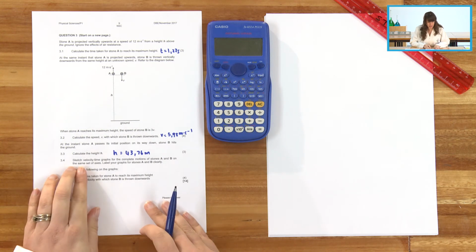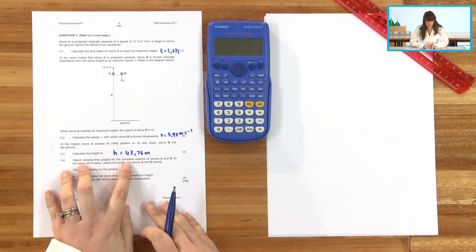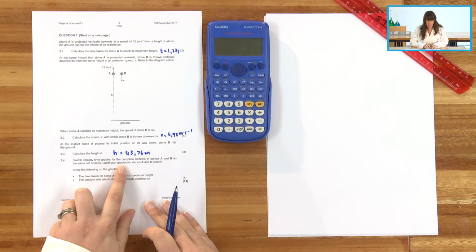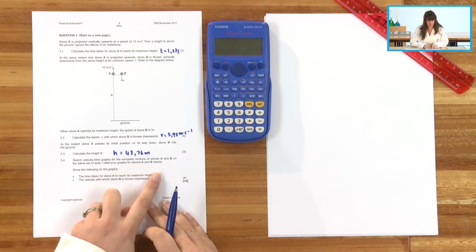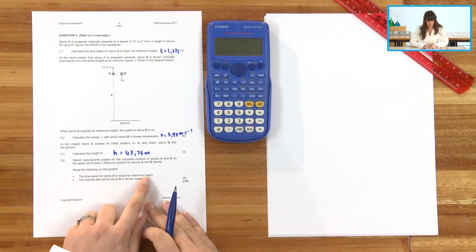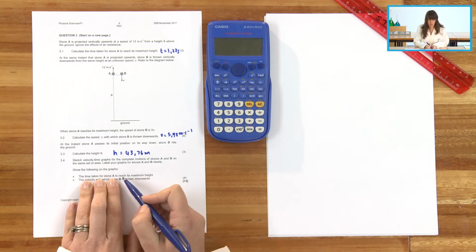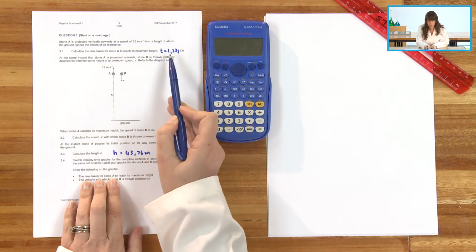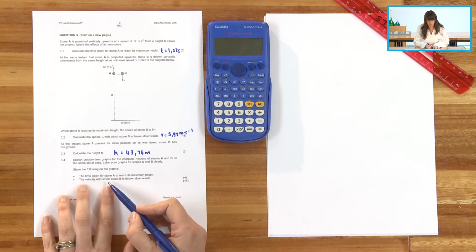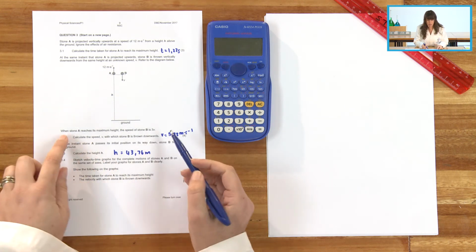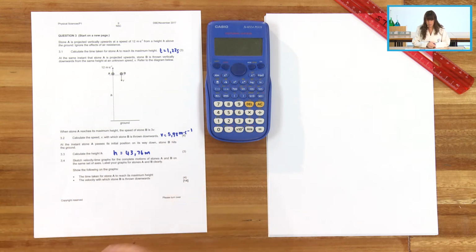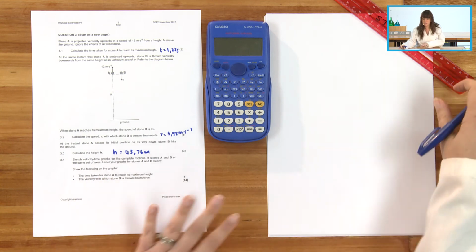It says, sketch a velocity time graph for the complete motions of stone A and stone B on the same set of axes. Label your graphs for stone A and B clearly. Show the following on the graphs. The time taken for stone A to reach its maximum height. Right, remember stone A to reach its maximum height, that was question 3.1, so we have that time, 1,22 seconds. And the velocity with which stone B is thrown downwards, that was question 3.2, it was 5,98 meters per second down. So we have those values, let's get started on our graph.